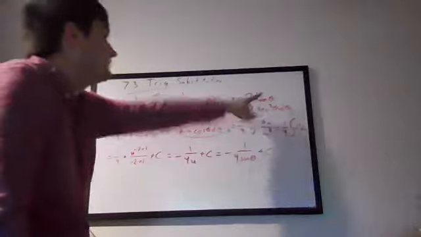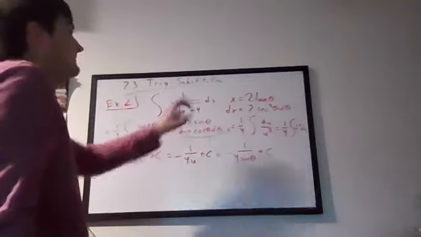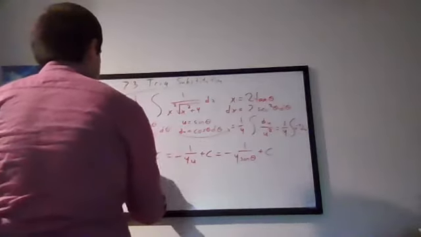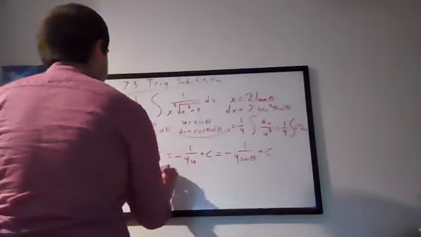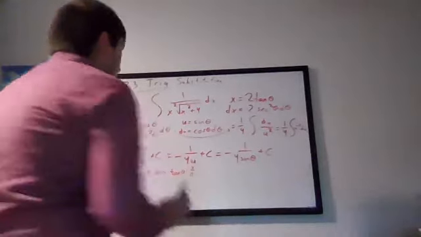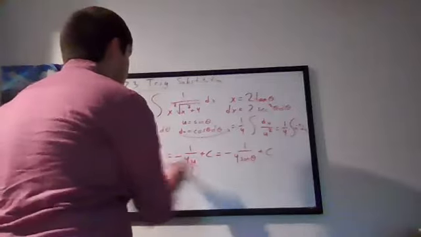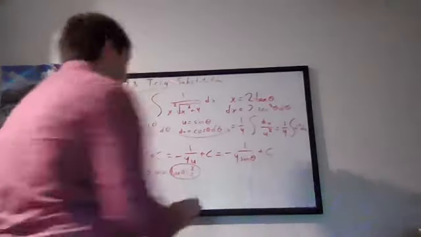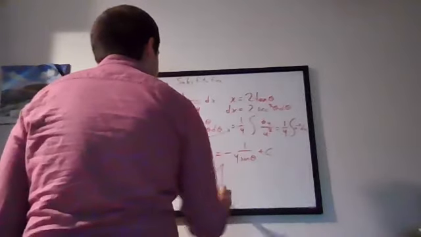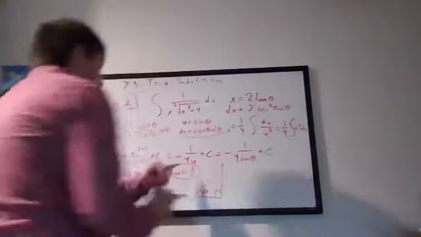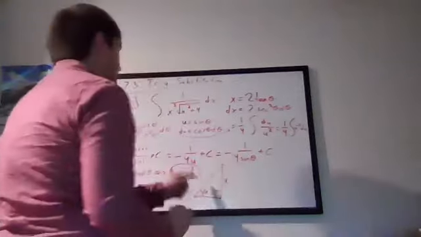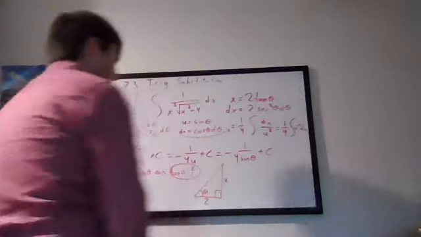I know x is equal to 2 tan theta, right? I want to get back to x, so let me use that. So x is 2 tan theta, which is the same thing as tan theta is x over 2, right? And I can use this to make a triangle out of it, right? So I have a triangle where, right, tangent is opposite over adjacent. So my opposite side is going to be x, and my adjacent side is going to be 2.